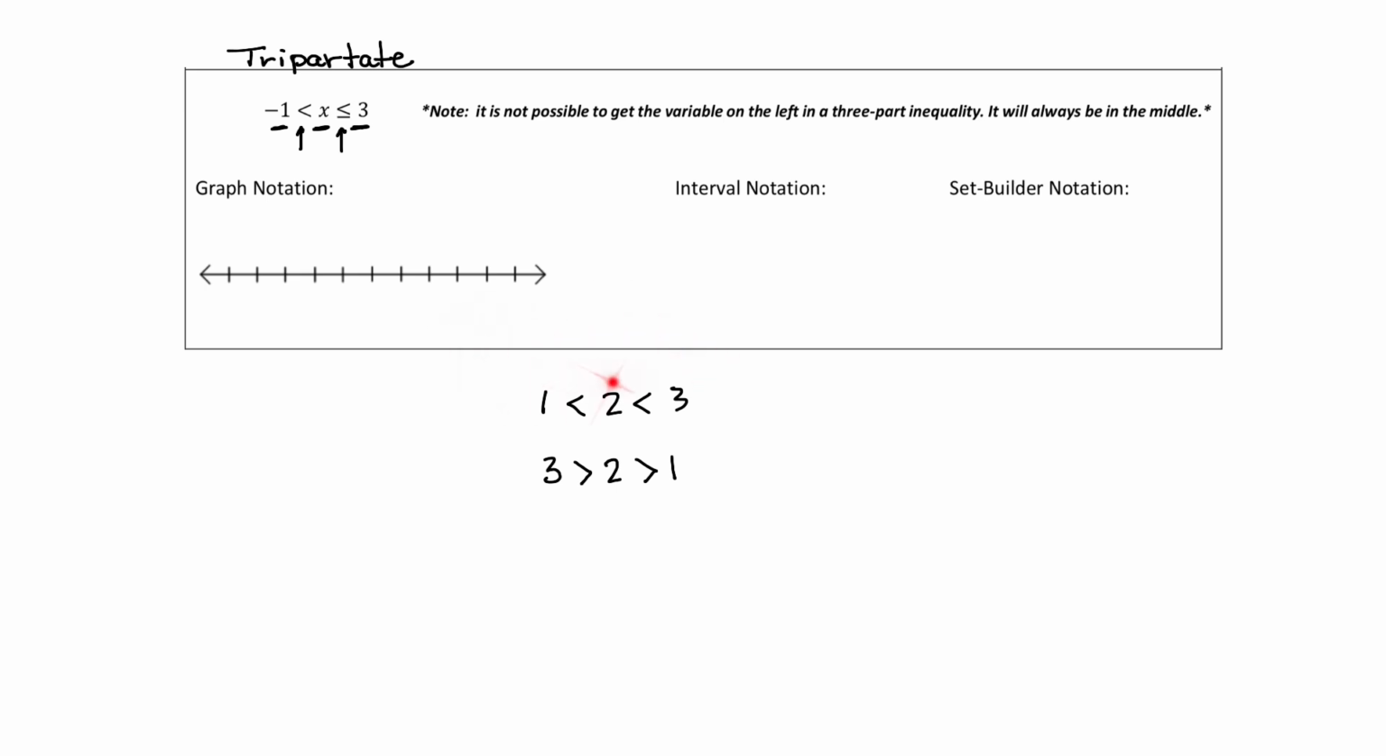Okay, so you want to use the one that has smaller numbers on the left, larger numbers on the right, which means these two should be less thans in some format. Less thans or less than or equal tos. This is correct, yes, but Canvas will not accept it. Computer programs generally don't accept them. Okay? A lot of explanation on a tripartite.